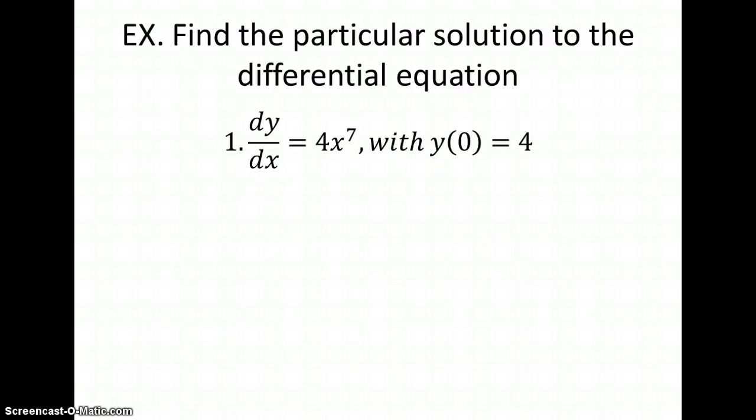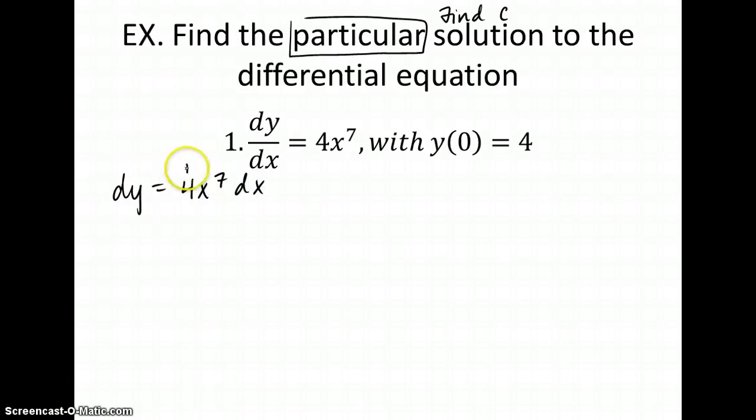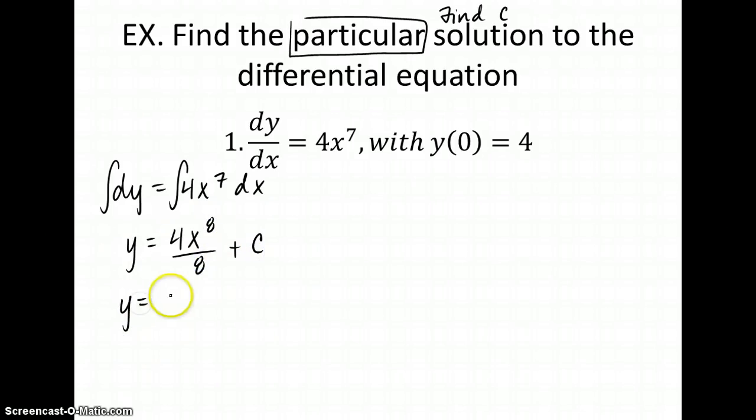Find the particular solution to the differential equation. Particular solution, you're going to be finding c. Any solution to a differential equation, you're going to need to use the integral. So collect the x's together, and then we're going to integrate. The integral of dy would give us y. Using the power rule, add 1 to the exponent, divide by the new exponent. So we have x to the 8th all over 2 plus c.